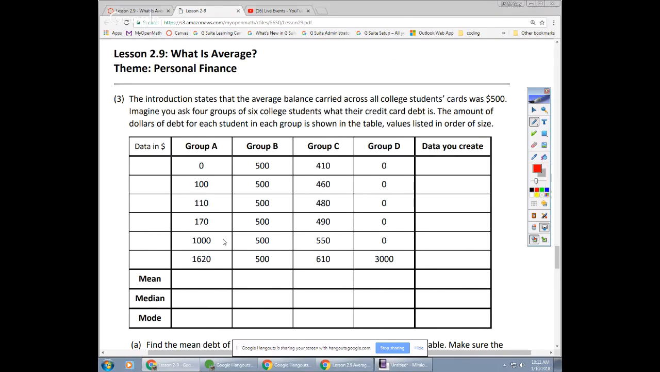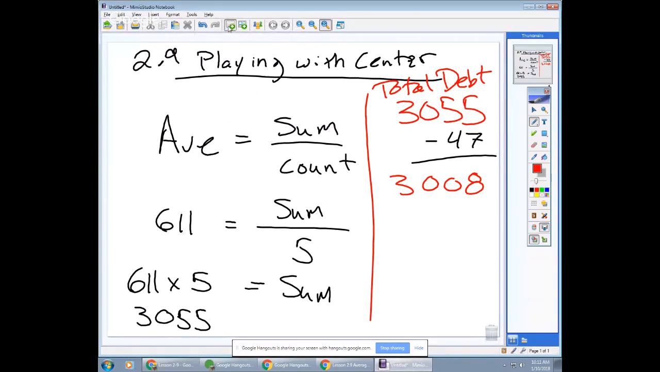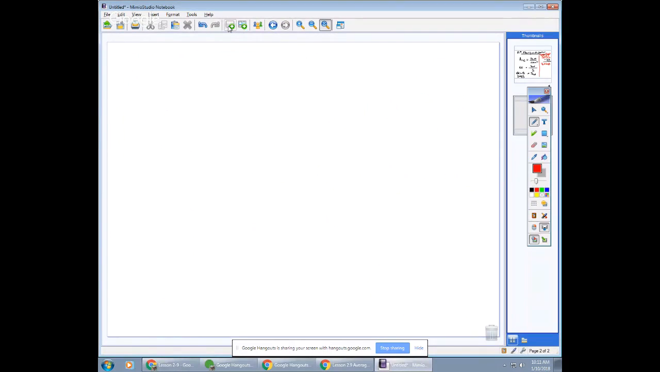6 people, $500. Yeah, their total debt has to be 3,000. So when we're creating our data, we're creating a bunch of numbers that have to add up to 3,000. Because that's the only way the average of 6 people will be 500. Okay, let's write that down again to help cement that in.